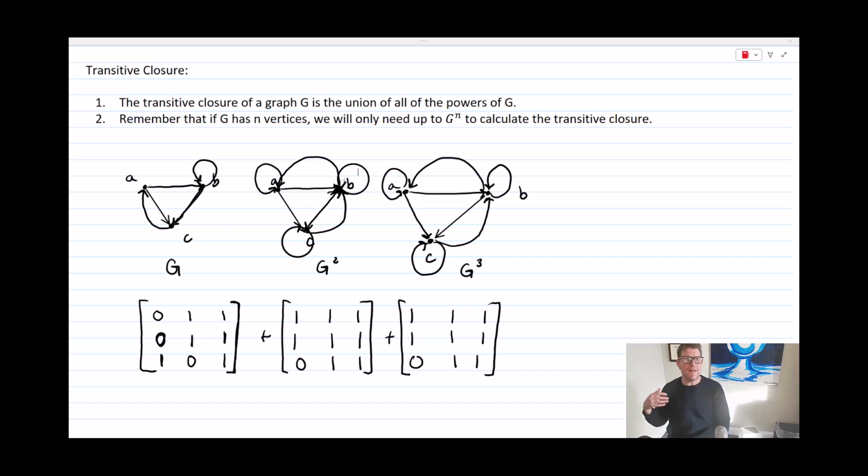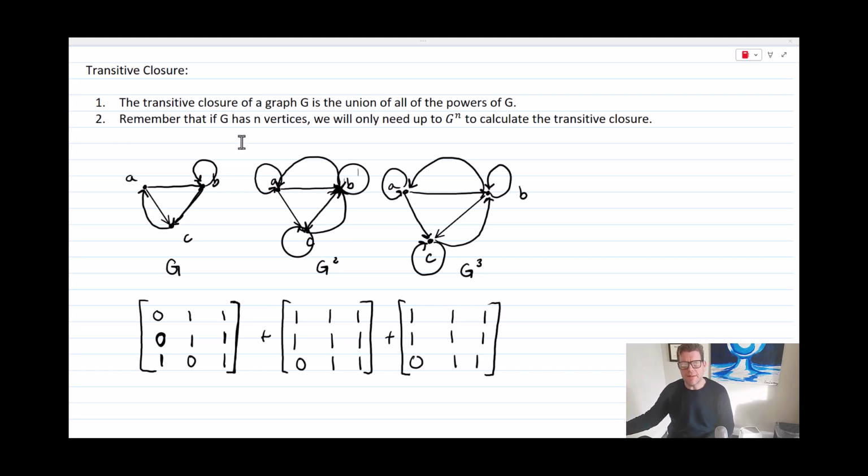So now we have this idea of the transitive closure, which we talked about a bit more in depth in a previous video. Just recall that the transitive closure of a graph G is going to be the union of all the powers of G. So, say for example, we've got G, G squared, and G cubed, right? And we could theoretically go up to G to the 4th, G to the 5th, all the way up to G to the infinity.